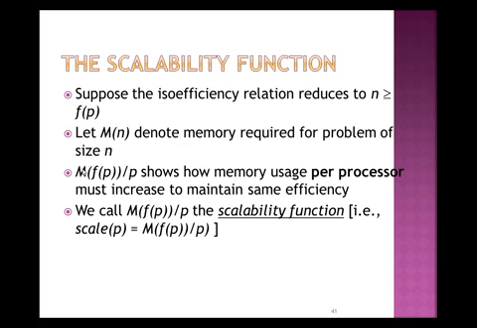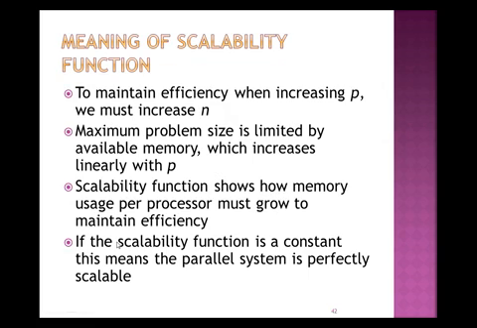Next, the scalability function that is used for representing the scalability. Suppose the iso-efficiency relationship reduces to n is greater than or equal to f(p). Let M(n) denote the memory required for a problem of size n. M(f(p))/p shows how memory usage per processor must increase to maintain the same efficiency. This is the formula, the scalability function, that is M(f(p))/p.